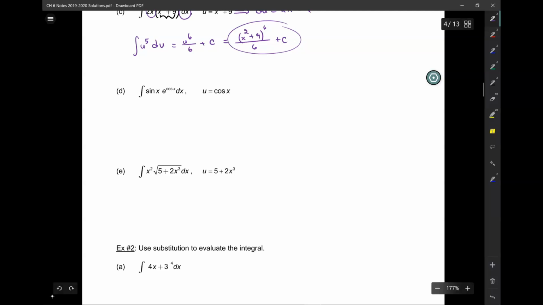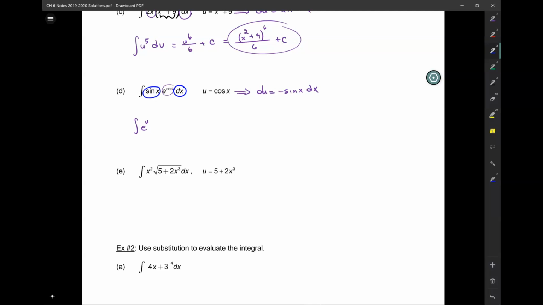Here I have sine of x, e to the cosine of x dx. So again, where is the more complicated region? It's e to the, and then you go to the inside, so what do you take? Cosine. All right? So du is how much? Negative sine x dx. Okay, so now look at what's going to happen here. Here I have e to the u. Now, what do I have left? Sine x dx.